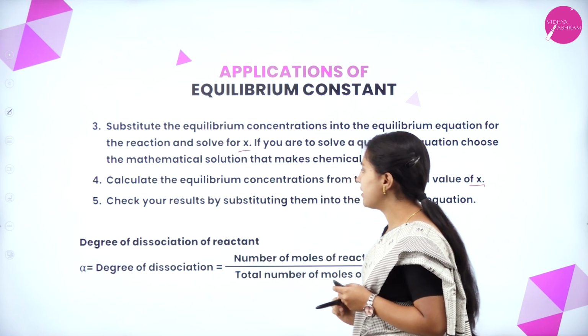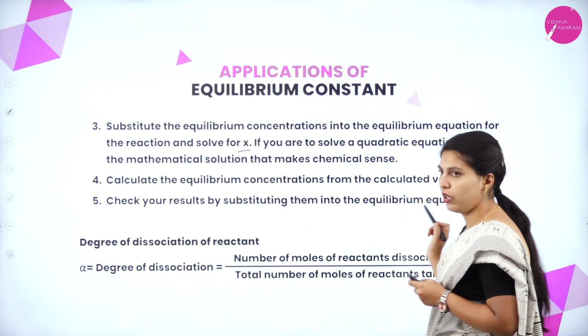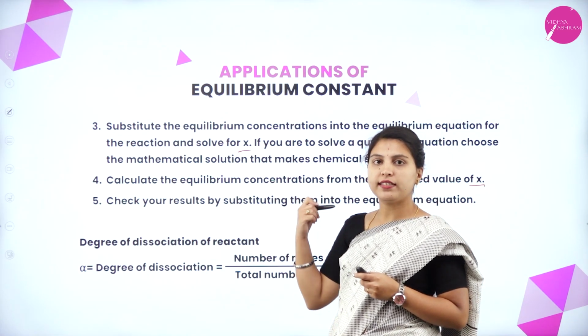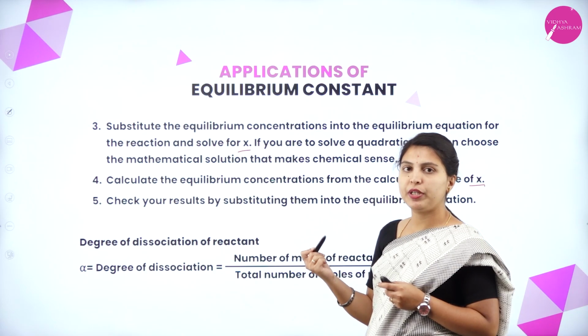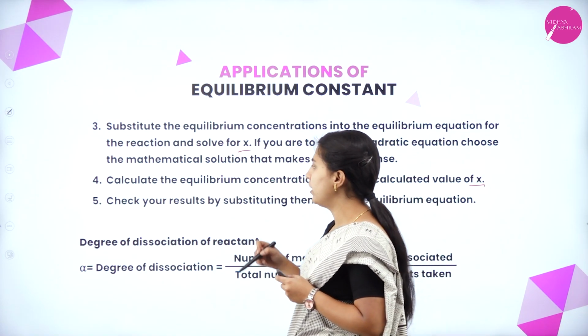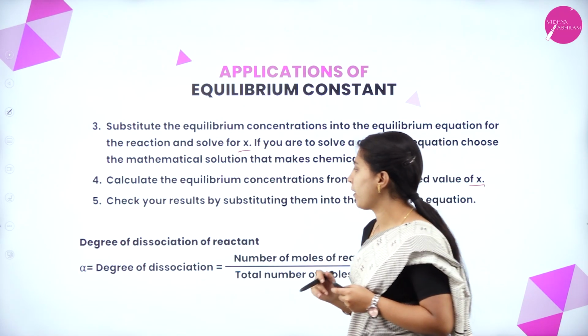Check your results by substituting them into the equilibrium equation. The X, that is the unknown concentration, you will get to know, and you have to implement it in the equilibrium constant. Okay, this is how equilibrium concentration can be predicted.